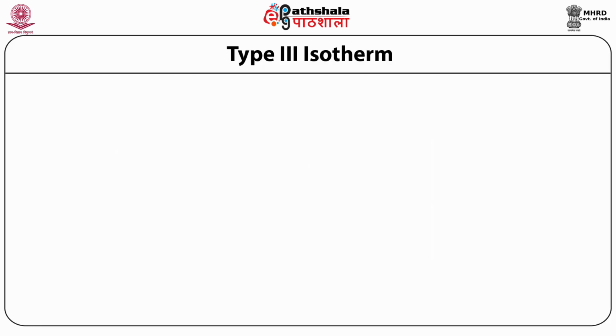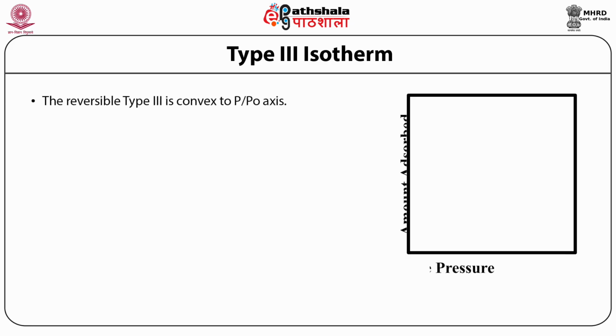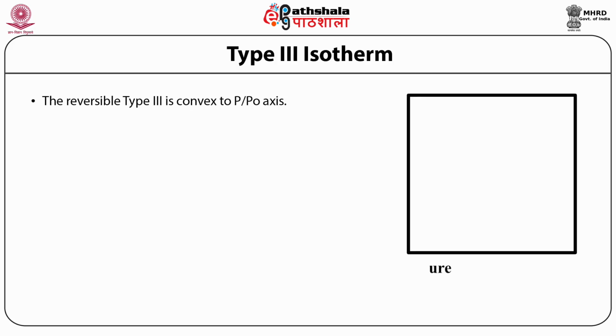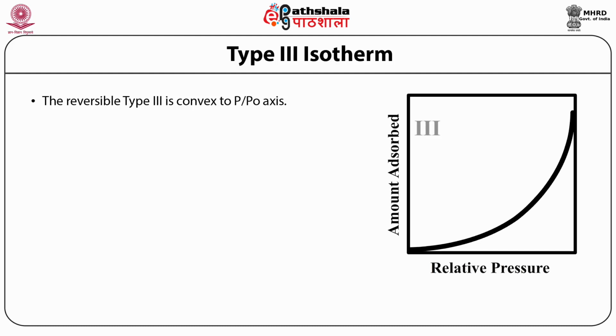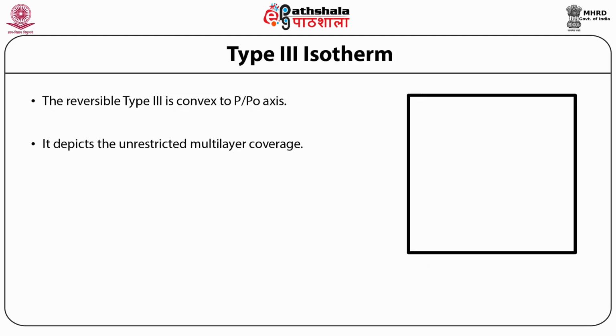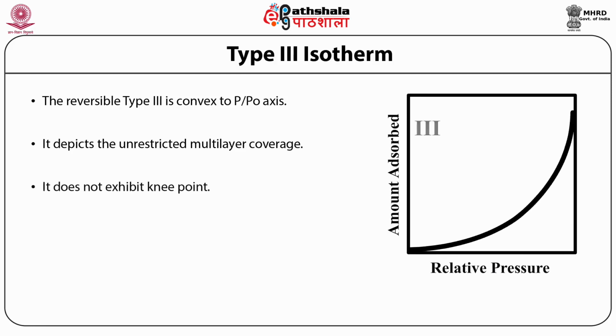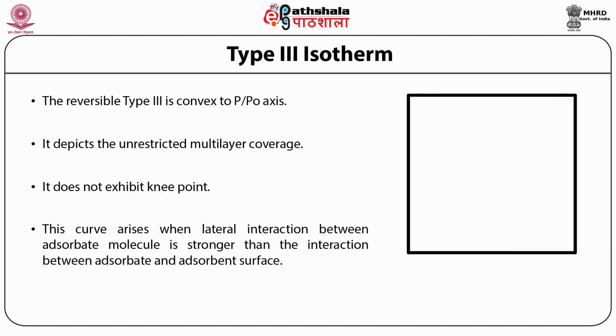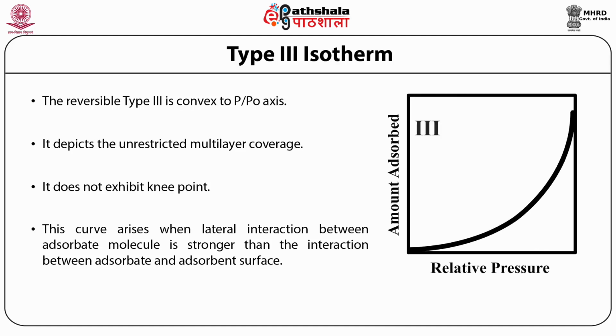The next is the type 3 isotherm. The reversible type 3 is convex to the P/P0 axis. Since type 1 was concave to the P/P0 axis, it can be seen from the type 3 isotherm that it is convex to the P/P0 axis. It depicts unrestricted multilayer coverage. Type 2 exhibits a knee point, but the type 3 isotherm does not exhibit any knee point. This curve arises when lateral interaction between adsorbate molecules is stronger than the interaction between adsorbate and adsorbent surface.